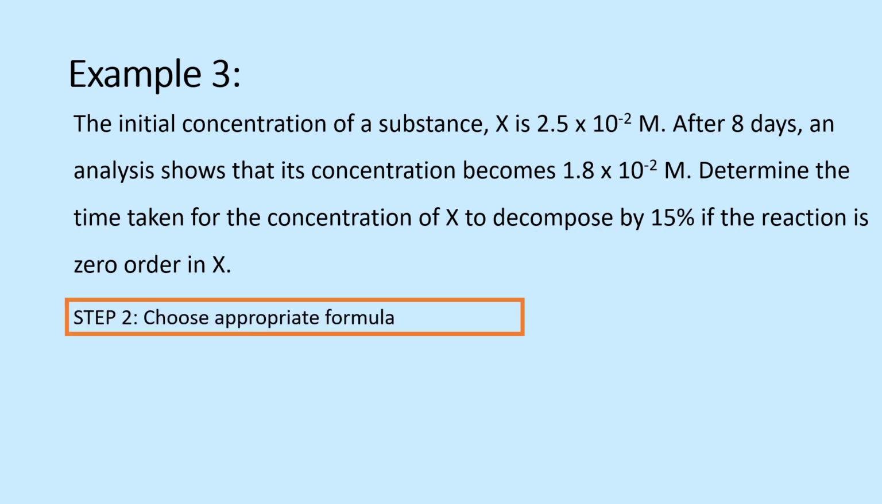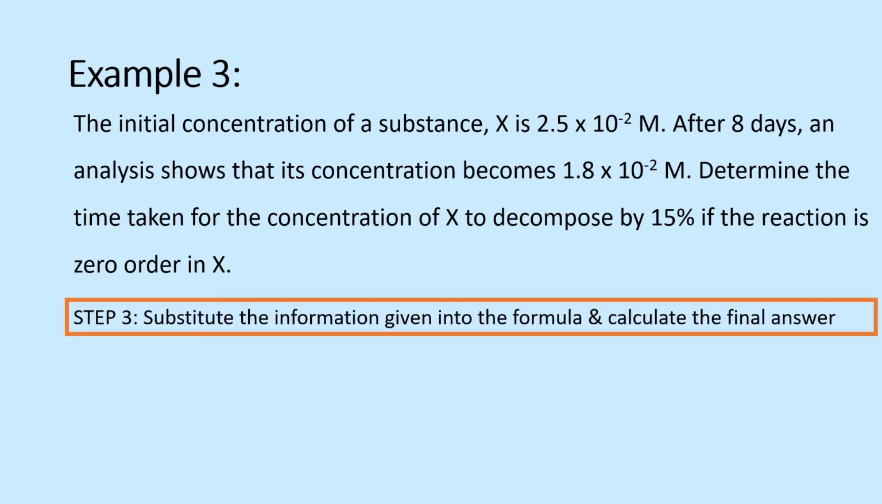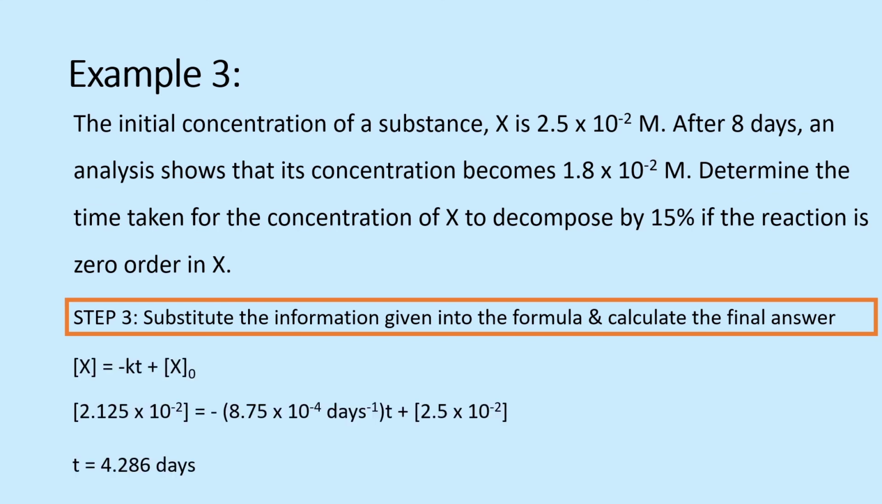Then in step number 2, we need to choose an appropriate formula to solve this question. Again, the second part of the question involves time, and the question is given as 0 order in X. Therefore, the most appropriate formula is the integrated rate law equation for 0 order. Then in step number 3, we just need to substitute all the information that we have into the formula in step 2 to calculate the final answer. So that gives us the time taken for the concentration of reagent X to decompose by 15% equal to 4.286 days.